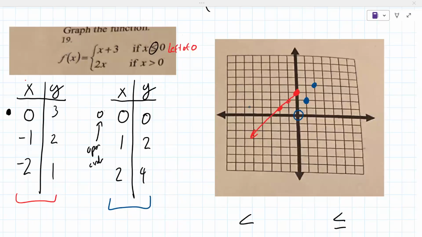Okay, share screen. All right, so this one's to the right. So it's only at the edge points that you have to worry about open and closed. All the other ones are filled in. So all the others are filled in. Okay.